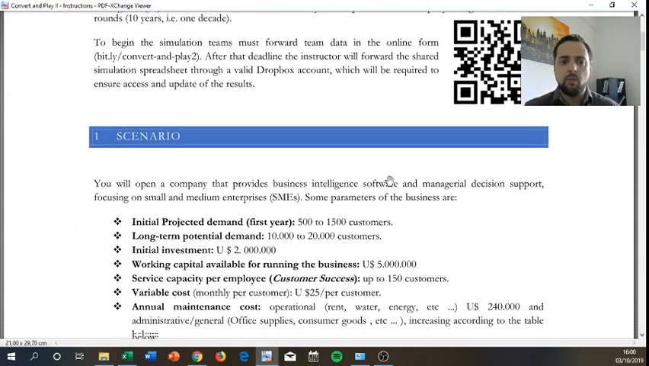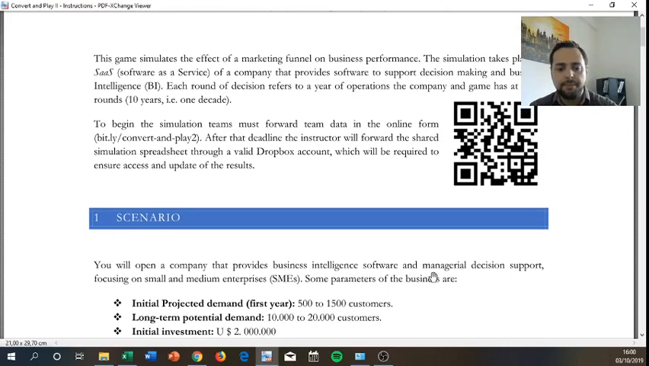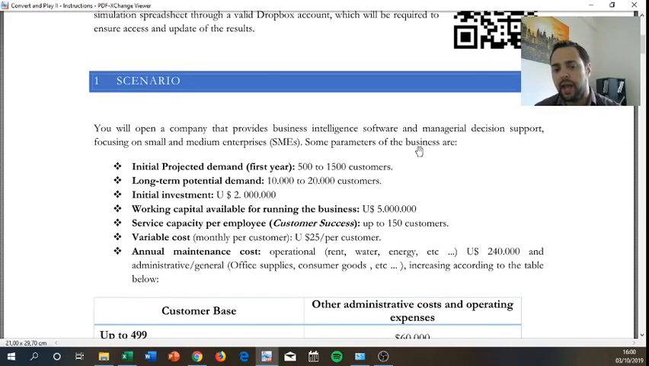So each team will have a SaaS company, and you have some initial estimates for your business. As I told you, each team will sell products to provide business intelligence software and also other managerial decision support systems for small and medium-sized enterprises. And in this market, you expect to achieve between 500 and 1,500 customers in the first year. So we can see here how many customers you may achieve in the long term.